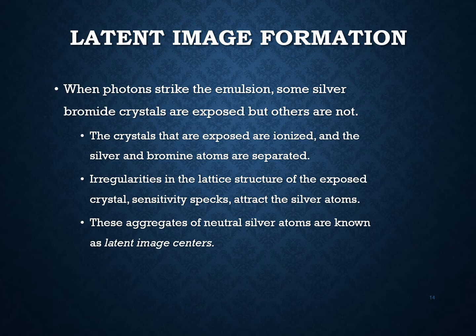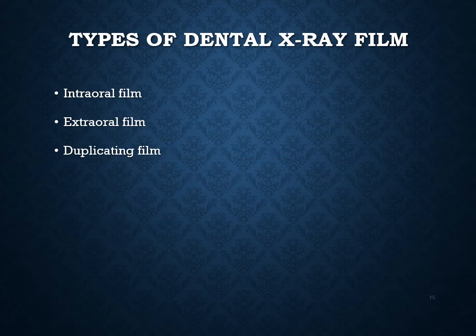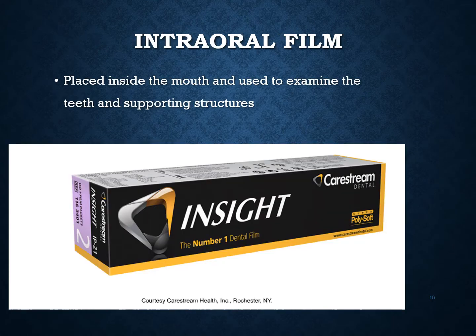An example of another type of latent image is a fingerprint. So when you touch an item, you leave your fingerprint there even though you can't see it. And then when you treat it, you're able to see your fingerprint. Okay, there's three types of dental x-ray film. There's intraoral, extraoral, and duplicating. Intraoral film is placed inside the mouth, and it's used to examine the teeth and supporting structures with a little bit more detail.